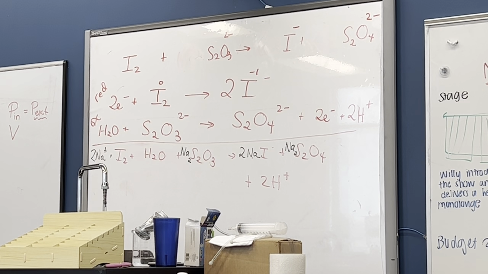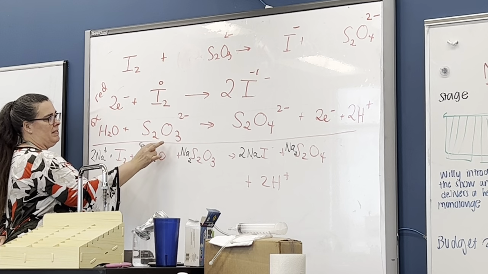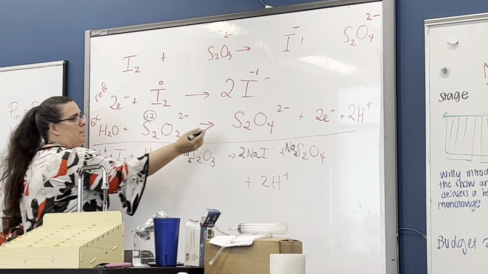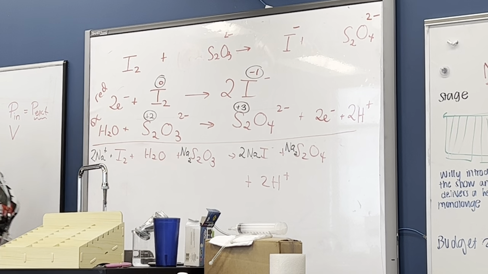Wait, so doesn't the oxidation number go from +2 to +3 for the sulfur? For the sulfur, it went from +2 to +3. Would that make it plus 1 electron? But there are 2 sulfurs doing it, so yeah, that's where I get the 2 from. Yes? So the two electrons that we added, yes.